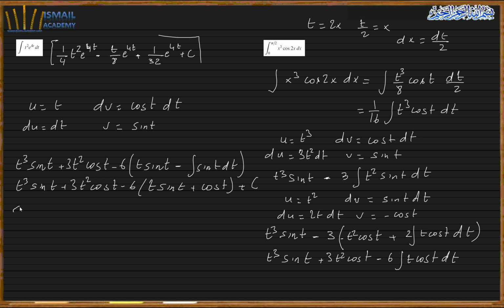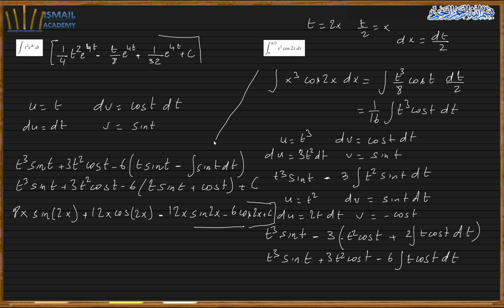So t is 2x, so it's going to be 8x sine of 2x, not 2t, plus here we have 3 times 4, so it's going to be 12x cosine of 2x minus 6 times 2, so it's going to be 12x sine of 2x plus, minus 6, don't forget to distribute, minus 6 cosine of 2x plus c, and this will be your final answer for that question.